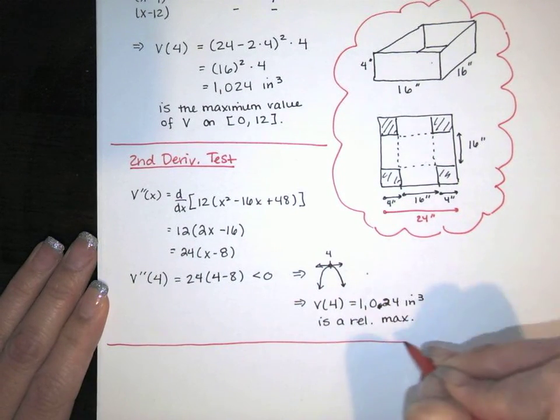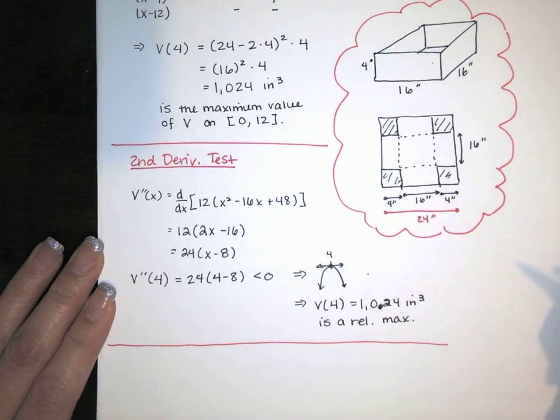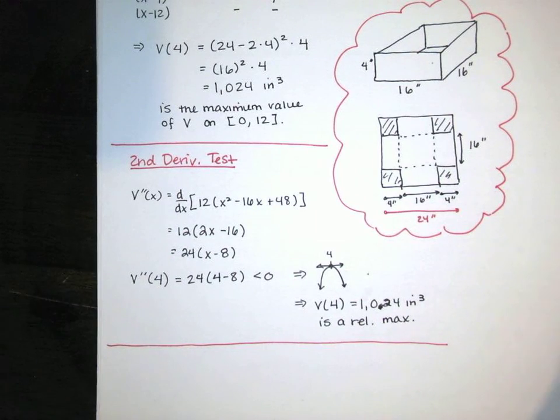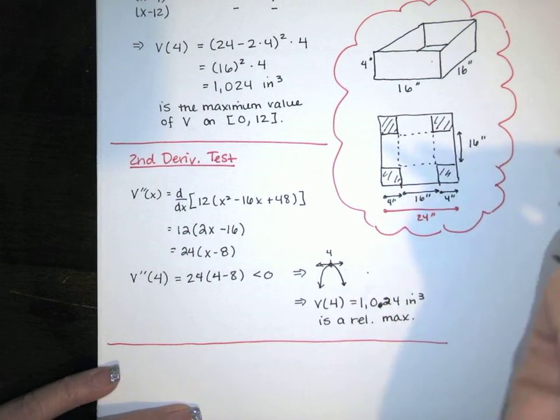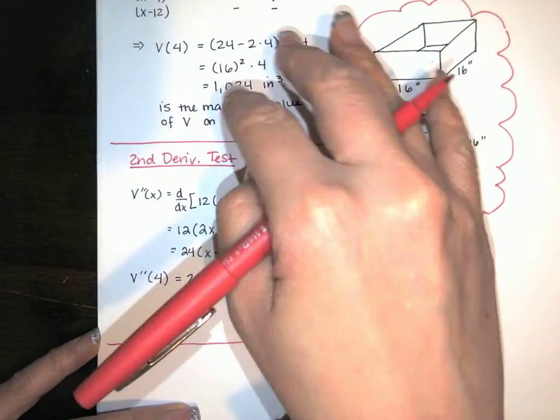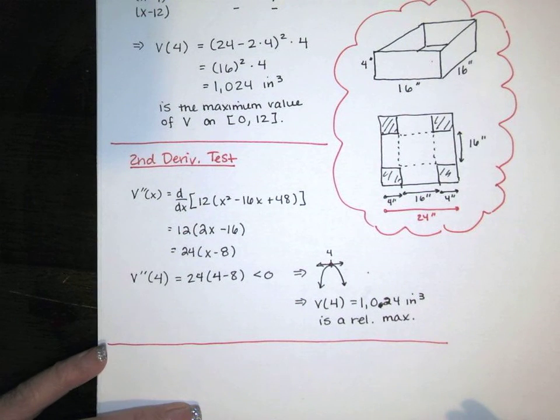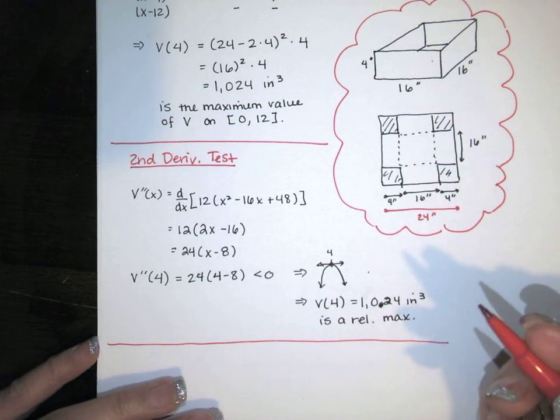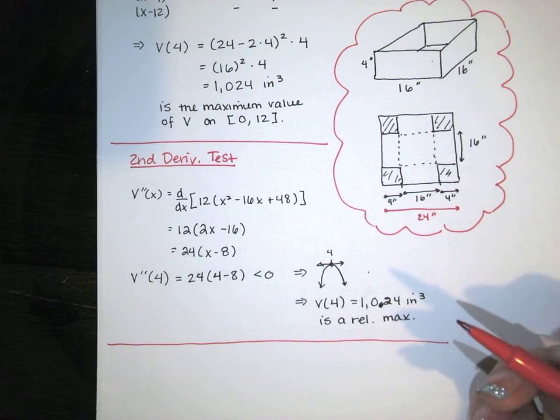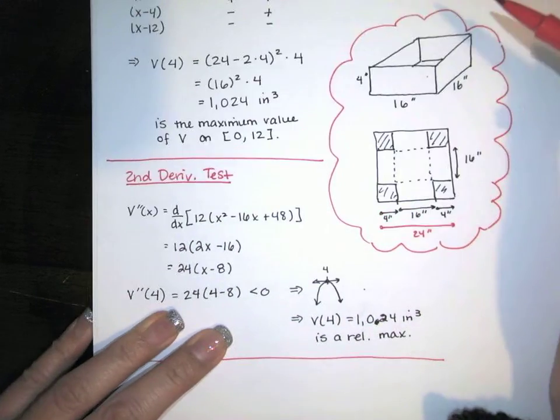I know sometimes I'll tell students that and they kind of roll their eyes. They're like, of course I answer the question asked, Miss Townsend. I'm telling you because a lot of people don't. A lot of people make this mistake and they just tell me v of 4, or they just say x equals 4 is the answer, but it's not. We want the dimensions of the box of maximum volume.